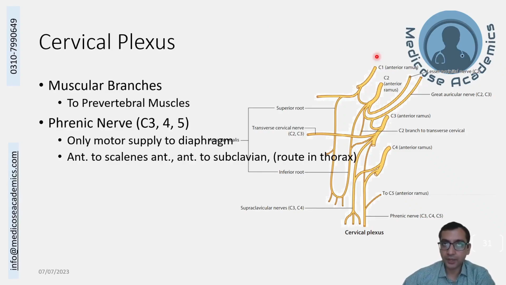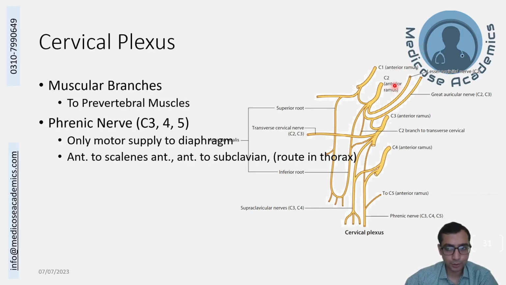Then there are the muscular branches. We are done with the infrahyoid muscles, the muscles in the front. Then we are left with the prevertebral muscles, the anterior group and lateral group. The anterior group includes longus colli, longus capitis, rectus capitis anterior, rectus capitis lateralis, and on the lateral aspect there were scalenus anterior, medius, and posterior. All of these muscles are supplied by the cervical plexus.